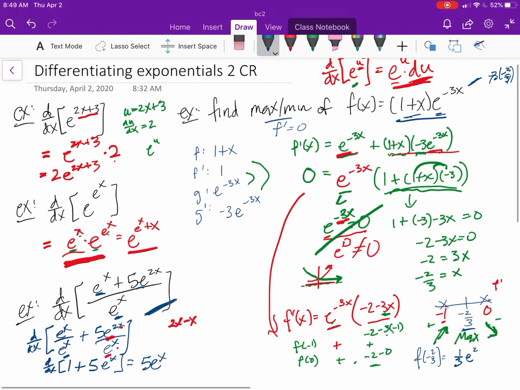So the point, if we in fact wanted a point, there's a max at the point negative 2/3, and then 1/3 e squared. It's a weird point, but that's right. That's the exact value. That's our point of this function in which there's a maximum, and we don't have a minimum.